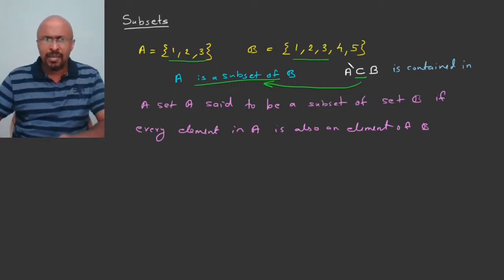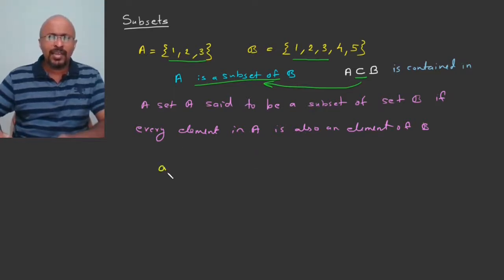The meaning is the same. If A is contained in B, in simple terms, all the elements of A are there in set B. If A is a subset of B, it has the same meaning. That is, all the elements of set A are also elements of set B. Let us say it in other words.